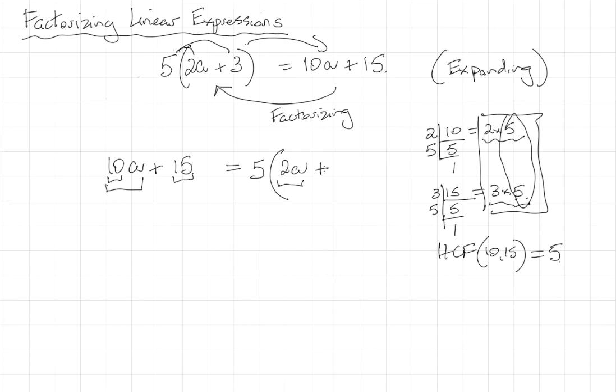Bring the sign across. What have I got to multiply 5 by to get 15? And the answer is 3. So we've then gone and checked our answer up there. Yes, that's correct. So we have done the factorization of 10A plus 15. So we can go now for factorizing not just linear, linear when the highest power is equal to 1.